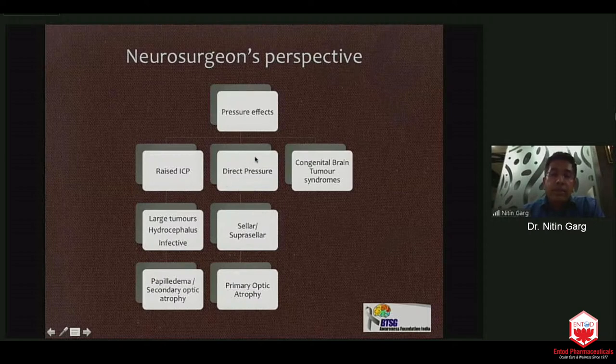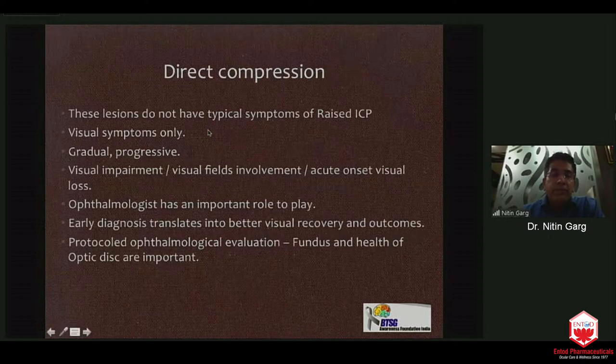So this is the second, and this is the most important from the perspective of a neurosurgeon, that the ophthalmologist should lay stress on neuro-ophthalmology. And if a patient is coming again and again, probably this point should be addressed. And finally, the third part is the congenital brain tumor syndromes like VHL syndrome or tuberous sclerosis. So the direct compressions, I've discussed this, they do not have typical raised ICP. They have a progressive and a gradual history. And therefore, a protocolized ophthalmic evaluation is very, very essential.